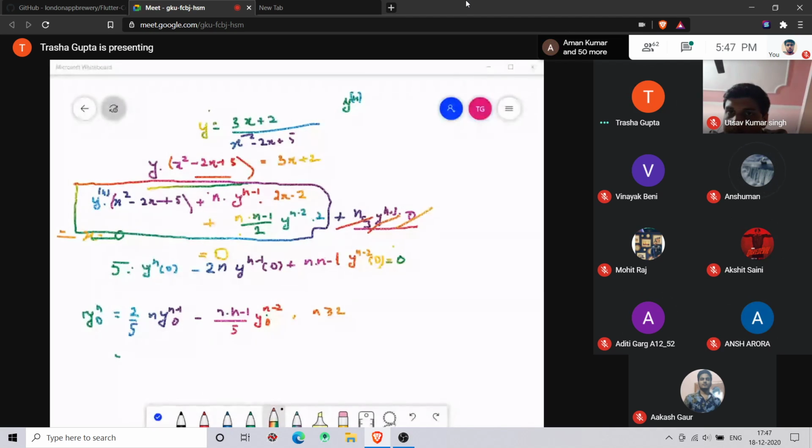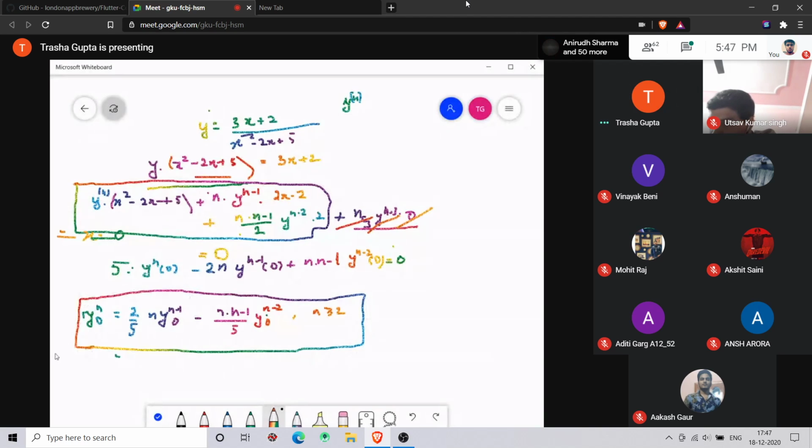What I am saying is, once you have calculated this equation, now what you have is this statement, this equation you have calculated. Okay? You can also calculate y at 0, and you can also calculate y dash at 0. You can find these. This is your 2 by 5 and this is your 19 by 25.